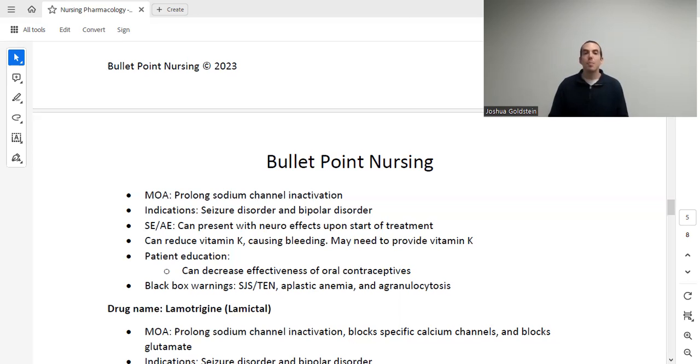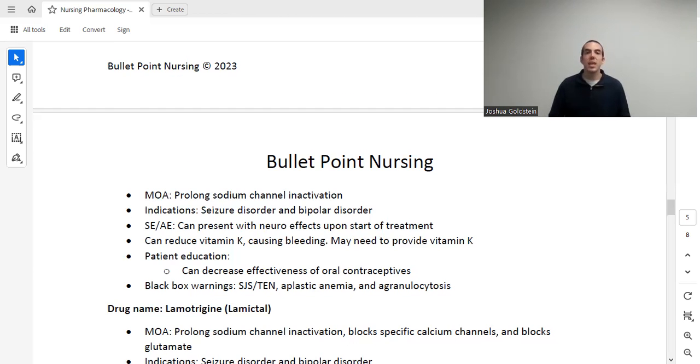And this one does have 3 black box warnings. The first is for dermatological disorders, that is Stevens-Johnson syndrome, SJS, or TEN, which is toxic epidermal necrolysis. Another thing, aplastic anemia, and another thing, agranulocytosis. What would be a fair test question they can ask on this? What would be the most important lab to assess for prior to administering this medication to a patient? Well, you may be wanting to assess their HCG to make sure they're not pregnant. Another thing that you would want to assess afterwards, to check for the adverse effects of this drug, would be a CBC to check for aplastic anemia and agranulocytosis.